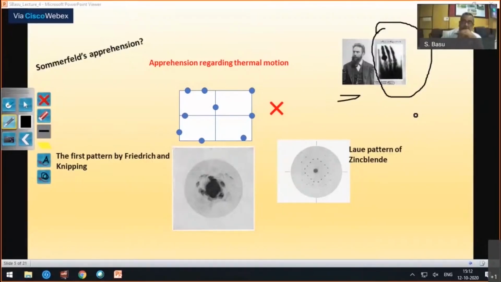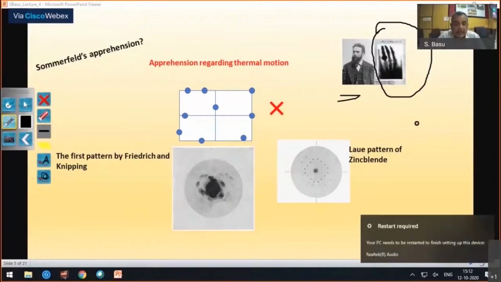But shortly afterwards, around 2012, 2013, X-ray diffraction was discovered by Laue. So when Laue proposed X-ray diffraction, because of two things, the wavelength of X-rays is commensurate with the interatomic distance in a crystal. That was the main reason.